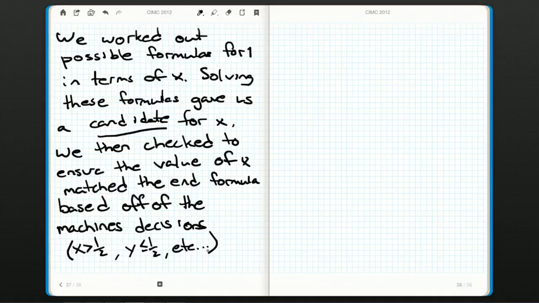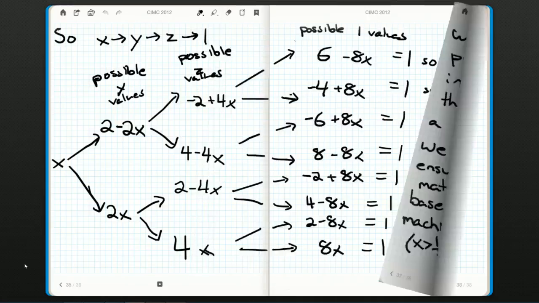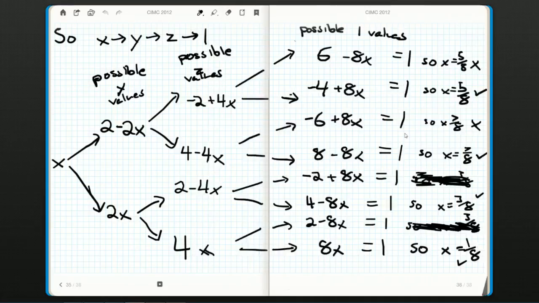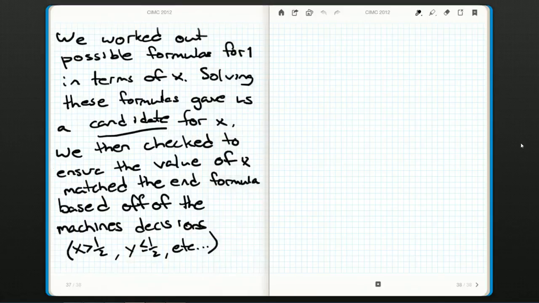So we explained a little bit. We've explained all that we were trying to do here, which was just using this tree. We got possible values, possible formulas in terms of x. We equated them to 1. We got candidate values. And then we were able to reject those candidates, like this 5x at the top. Even though 5x turned out to be a value, it wasn't the 5x corresponding to this formula that worked. Okay? You can phrase that however you like.